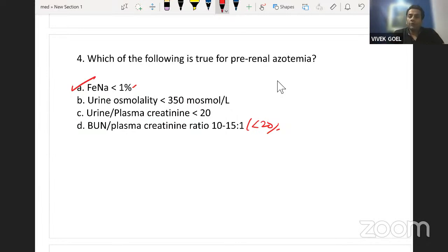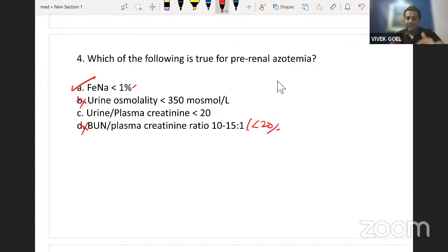Now, because the kidney will try to conserve water, it will pass a concentrated urine. So the urine osmolality will actually be higher than 350. In fact, it could be more than 500 in pre-renal azotemia. When the kidney tries to reabsorb as much water, it also reabsorbs more urea from the proximal convoluted tubule. As a result, the serum BUN by creatinine ratio becomes more than 20 in pre-renal AKI. So this is not the right answer.